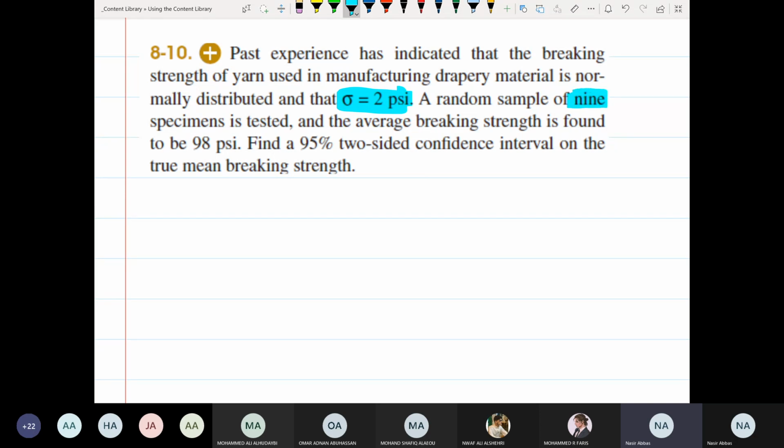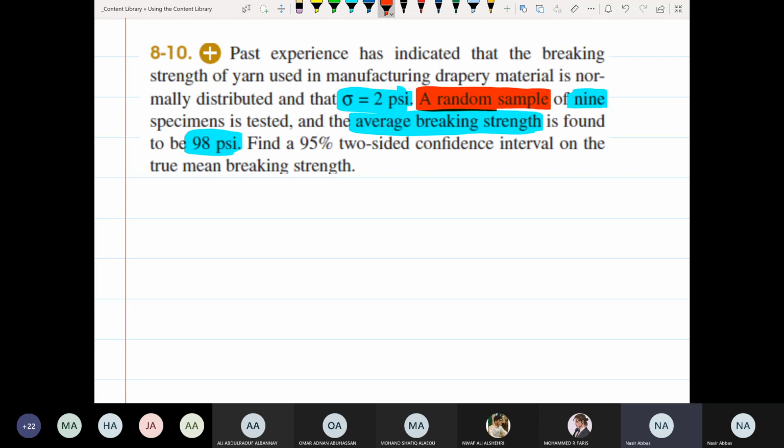N specimens are tested and the average breaking strength. Now keep in mind this average breaking strength, is this mu or x bar? Mu is also an average, x bar is also an average. Is this average mu or x bar? X bar. It is definitely x bar. Why? Because he said the sample of 9. The sentence starts with a random sample.